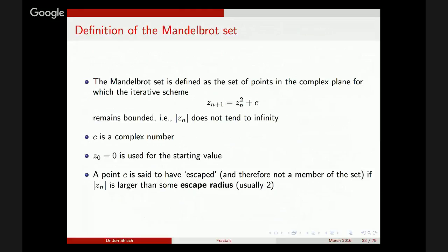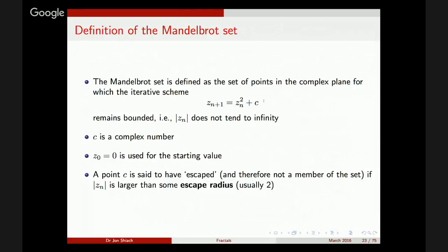So let's say z starts at 0. The next value of z is equal to the current value squared plus our starting number c. So if z starts at 0, z1 will just be c. But z2 would be c squared plus c. z3 will be that (c squared plus c) squared plus c, etc. This is what we call the iterative scheme that defines the Mandelbrot set.